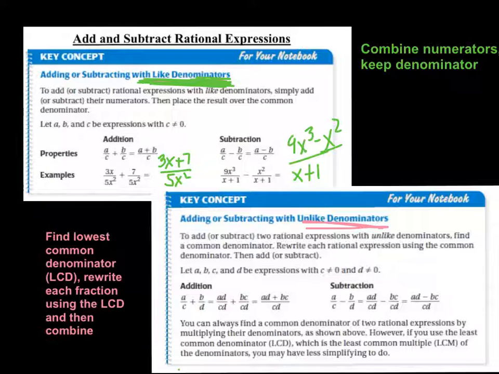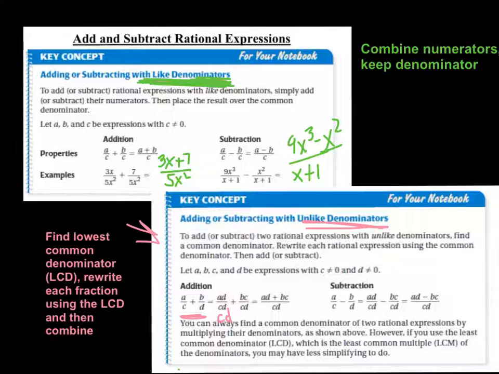When you have unlike denominators, you have to find the lowest common denominator between the two denominators that you have, and then use that to rewrite your fractions. So if you look at a over c plus b over d, the lowest common denominator is going to include both of those, c and d. If you just have a over c, it's missing the d part of the denominator. So you have to multiply the top and bottom by that. That's how you get ad over cd.